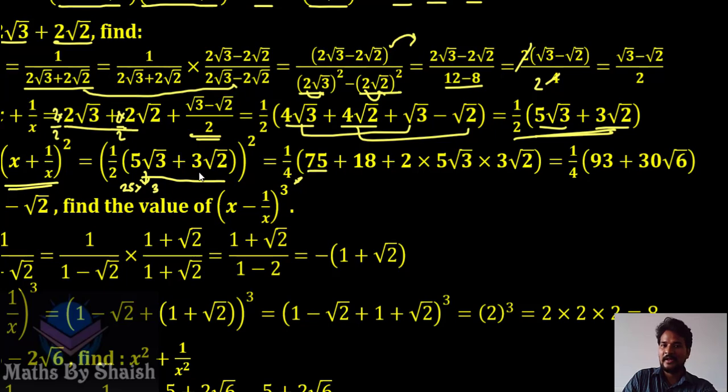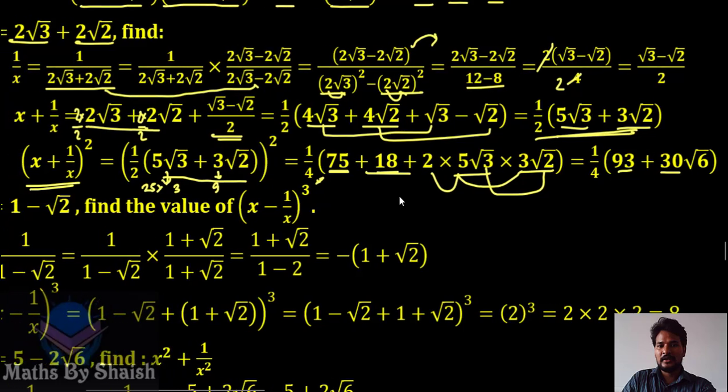we got 75. Similarly 3 square is 9 into 2, 18, and then 2 times 5 root 3 into 3 root 2. So 2 5s are 10 into 3, 30. So altogether we got 75 plus 18 is 93, and here it is 30 root 6, because root 3 into root 2 is root 6. So these are the values now.